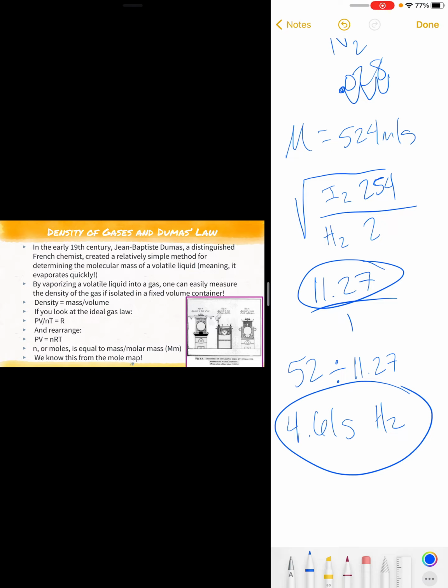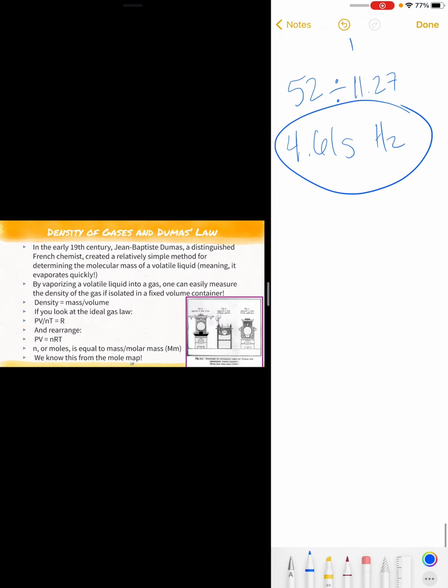Density of gas in Dumas's law. In the early 19th century, Jean-Baptiste Dumas, a distinguished French chemist, created a relatively simple method for determining the molecular mass of a volatile liquid, meaning something that evaporates really quickly. It's not super stable. By vaporizing a volatile liquid into a gas, one can easily measure the density of the gas if isolated in a fixed volume container. So we already know that density is just mass over volume.